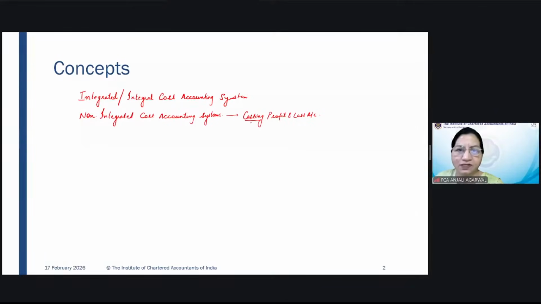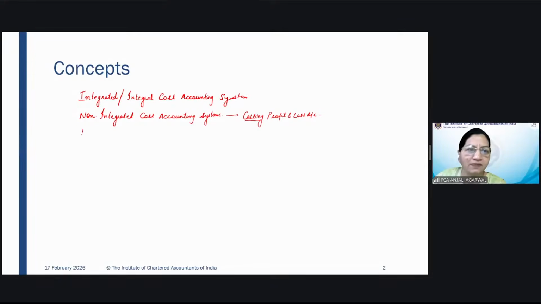cost accounting system. So not every organization is so big that it will require a cost accounting system on its own. It is also costly to have a non-integrated cost accounting system. So we have to weigh whether the organization is big enough to have a non-integrated cost accounting system and the benefits that you have from this outweigh the cost.